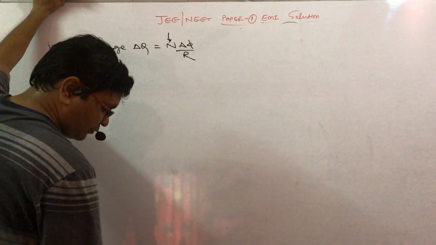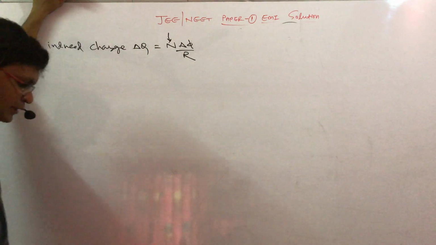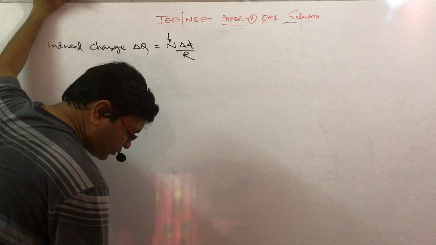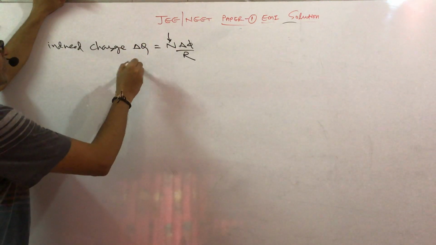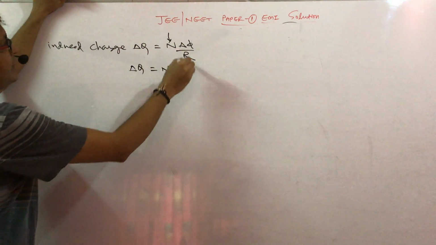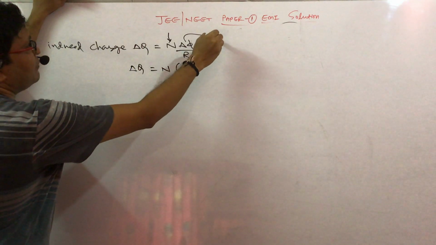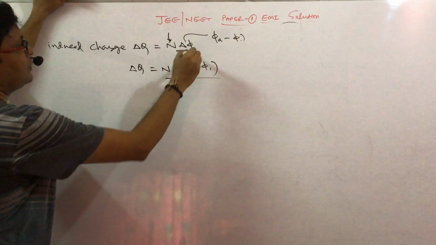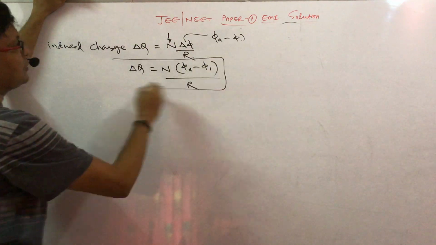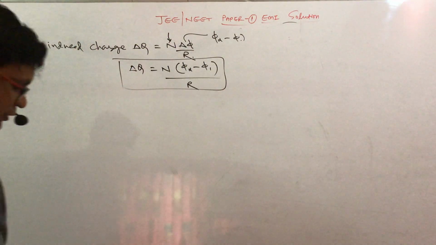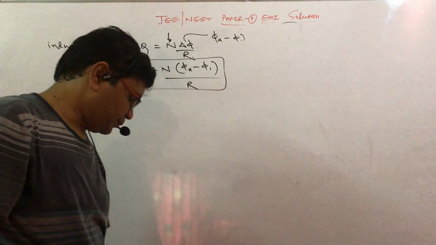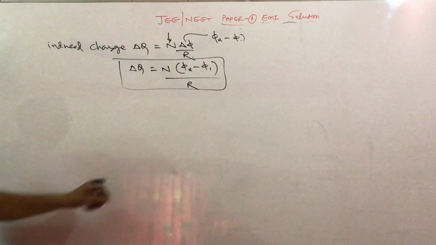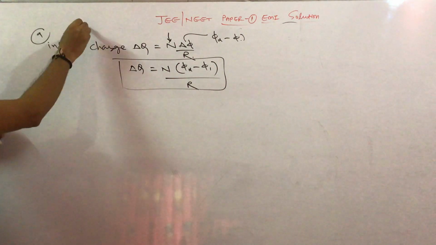Here you know that very well, change in flux. Change in flux simply, it is the change in flux, final minus initial. So delta Q equals n delta phi, final minus initial upon R. This is the answer of this question. So this is question number 9, option B you can see. Super. So very easy based on this concept.